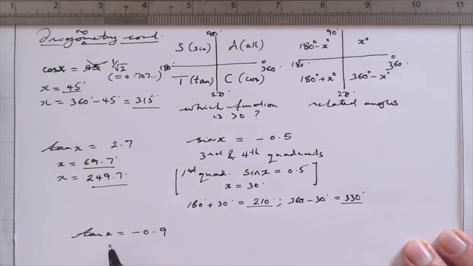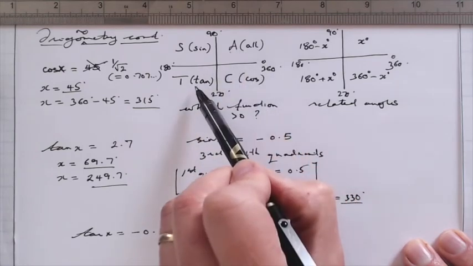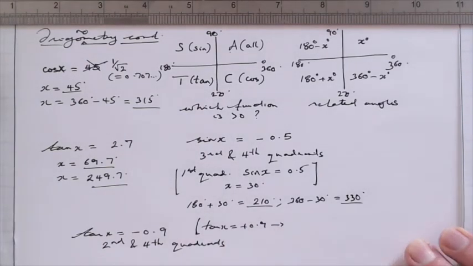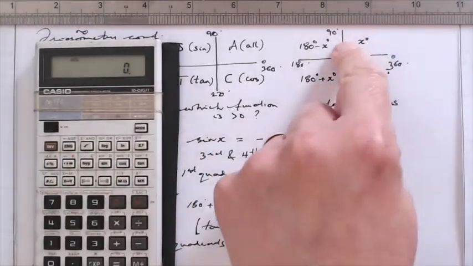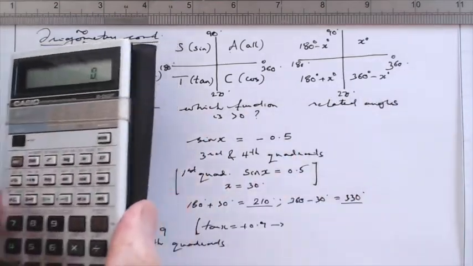So where is tan negative? Well, tan is positive in the first and the third quadrant, so it's negative in the second and fourth quadrants. So we're going to be looking in the second and the fourth quadrants here. But we need a solution in the first quadrant, and we're going to do that by doing a pretend problem where we solve tan x is plus 0.9, and that will give us the input for these related angles in the second and fourth quadrants.